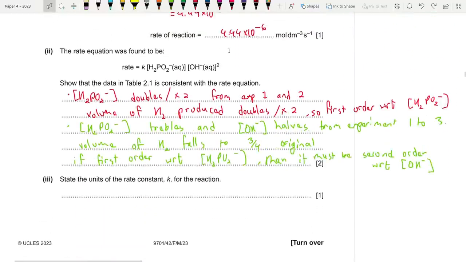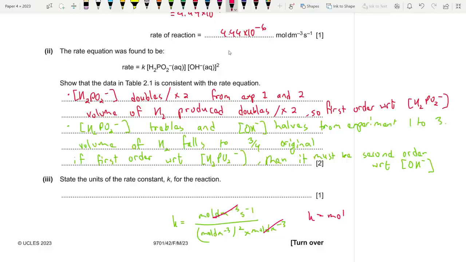So the units of the rate constant k. We know that a rate is mol per dm cube per second, and here we have mol per dm cube square times mol per dm cube. As a result, we end up with k equal to mol^-2 dm^6 s^-1. So mol^-2 dm^6 s^-1. Okay.